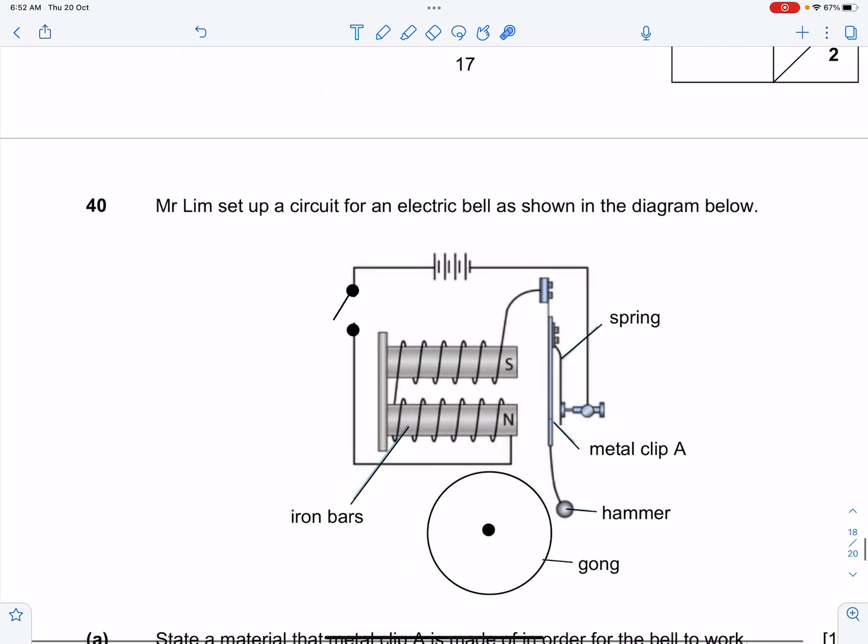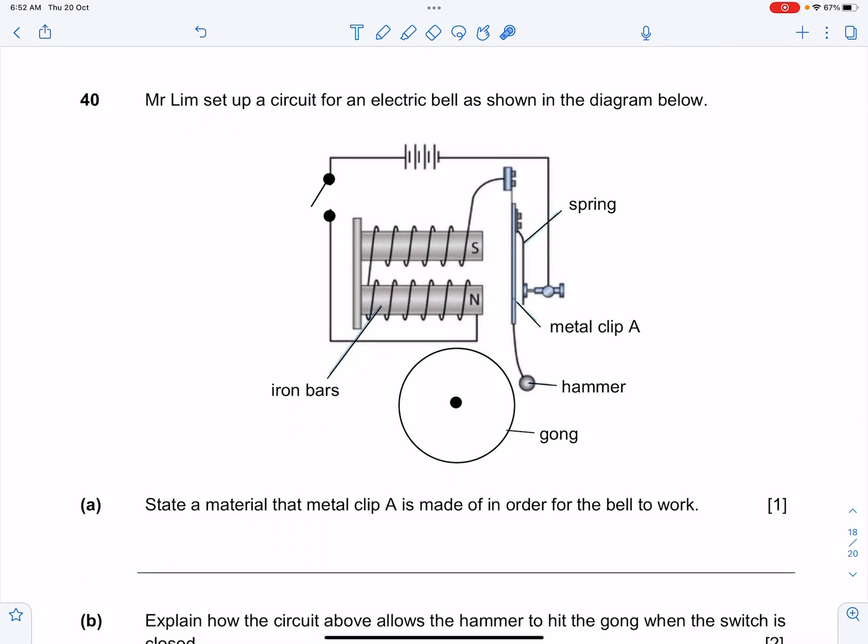Next, Mr. Lim set up a circuit for electric bell. Right off the top, when I see this, the first thing that comes to my mind will be CEO. Okay, so C stands for whether your circuit is open or closed. I'm going to write it down one more time. Circuit open/close. E stands for electricity or electric current. Can they flow through the circuit? And O stands for the outcome.